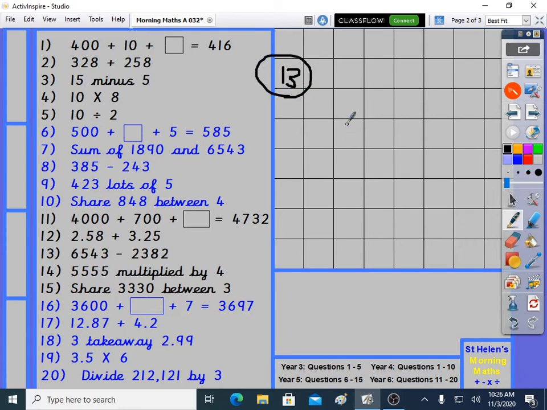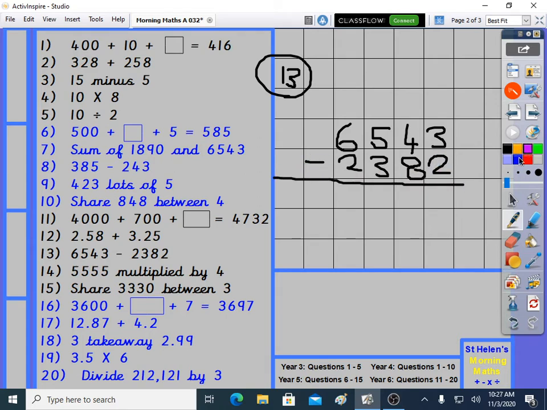This is 4 digits minus 4 digits. No decimals to worry about here. Just 4 digits minus 4 digits. We might need some help though. 3 take away 2 is okay, that's 1. 4 take away 8 we can't do. 4 needs to get some help. 14 take away 8 is 6. 4 take away 3 is 1. 6 take away 2 is 4. 4,161 is our answer. Question 14, I'll do it down here in case you need to catch up.